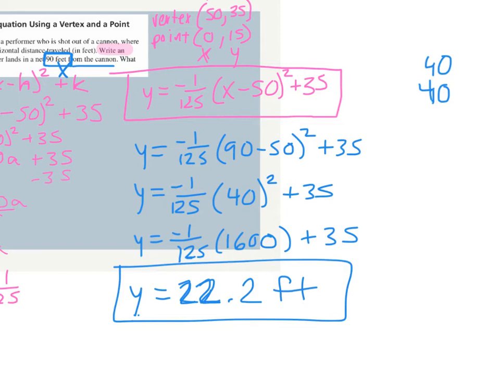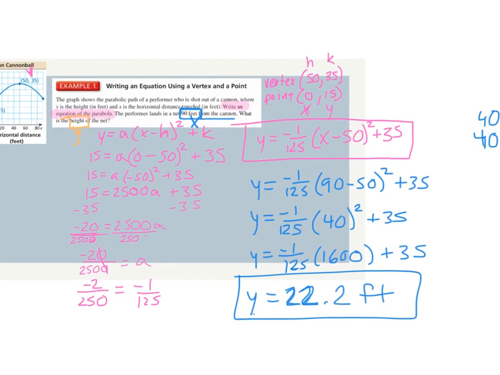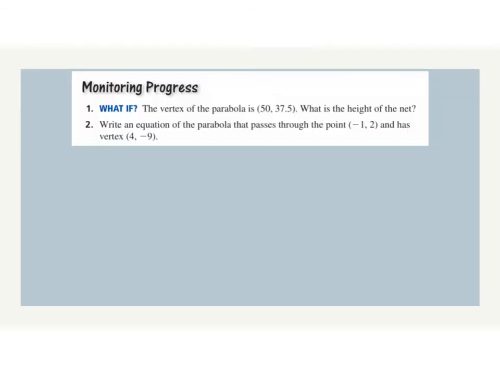So we had two parts to this question. We had to find our equation, then we needed to use that equation to find out what the height of the net is going to be. Any questions here? All right, let's go to our next example.